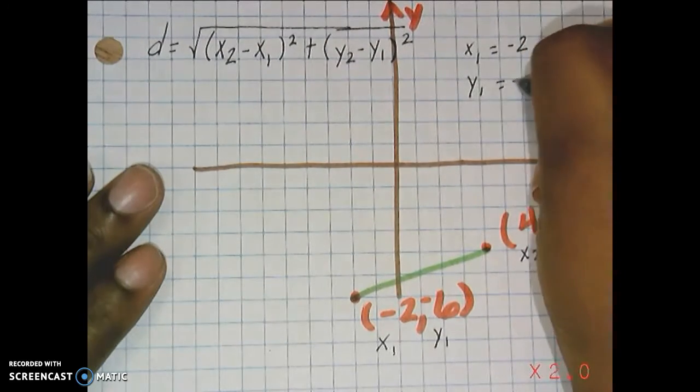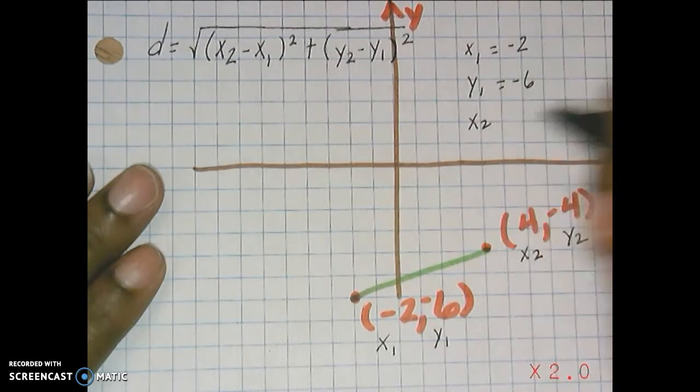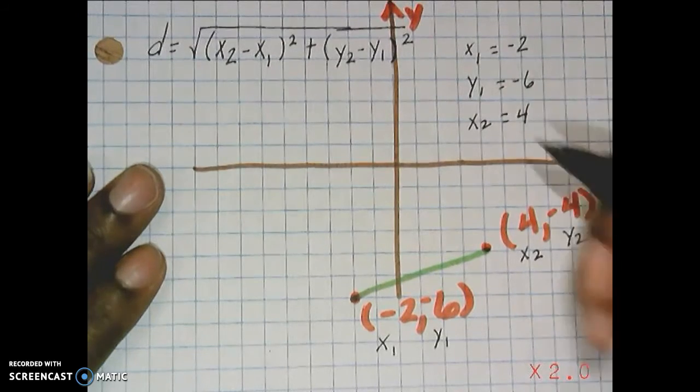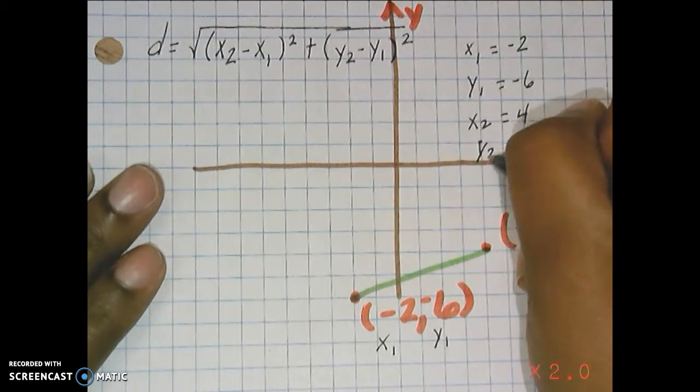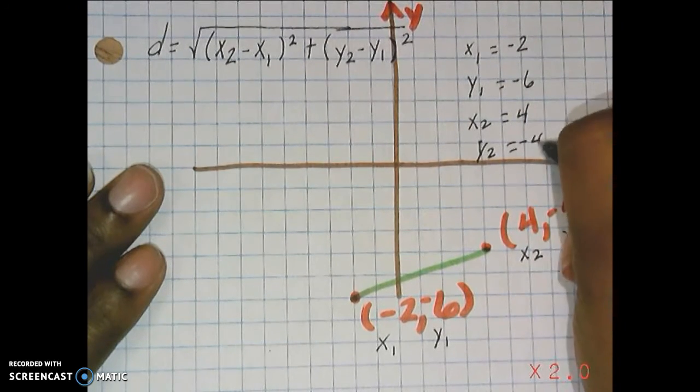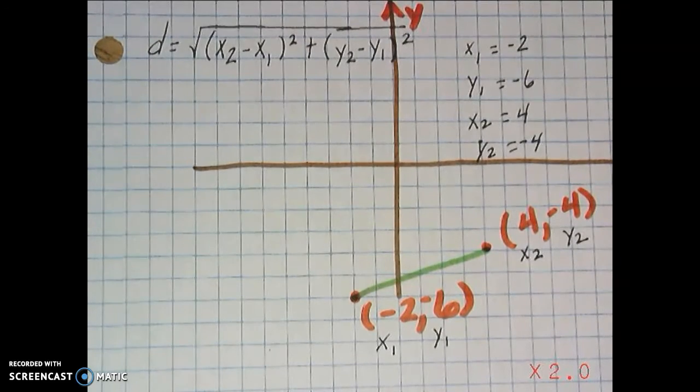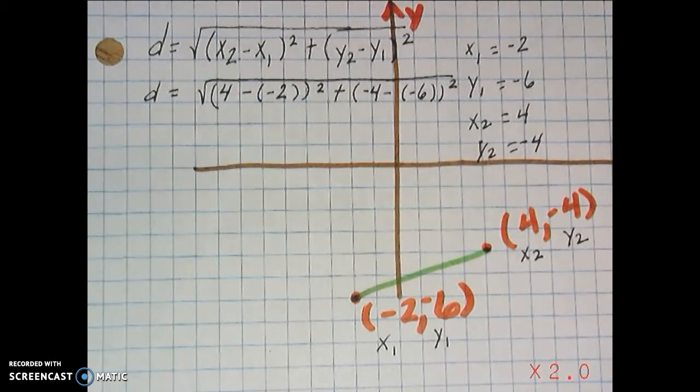y1 will be a negative 6. x2 would be a positive 4, and y2 would be a negative 4. So all I'm going to do is plug that into the equation. Take a second, try it out for yourself. Hit pause. Hopefully your distance equation looks a little bit like what you see here.